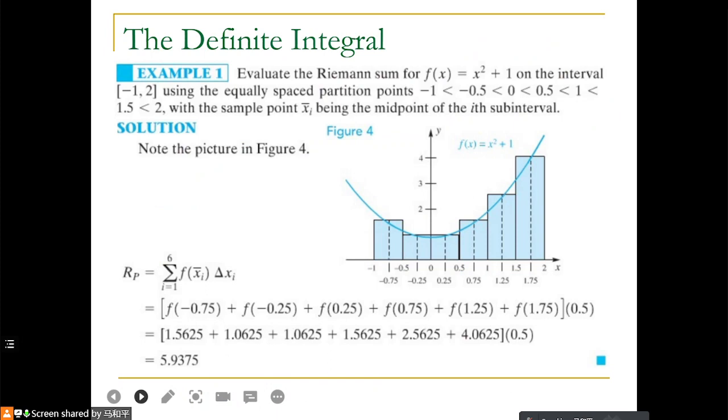And so, for example, we evaluate the Riemann sum for f(x) equals x squared plus 1 on the interval [-1, 2], using the equally spaced partition points -1, -0.5, 0, 0.5, 1, 1.5, 2, with the sample point x_i bar being the midpoint of each subinterval.